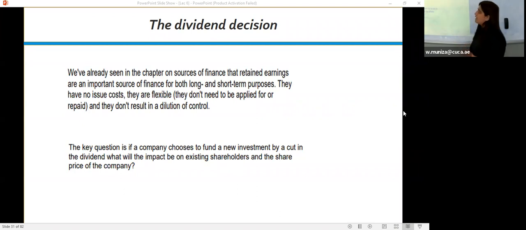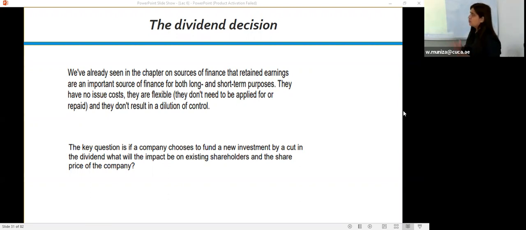We have already seen in the chapter on sources of finance that retained earnings are an important source of finance for both long and short term purposes. But if the company is using retained earnings to invest in its operations, then the amount they need to give to the shareholders as a dividend would be lesser. Whether the shareholders would allow it or not is a question mark.